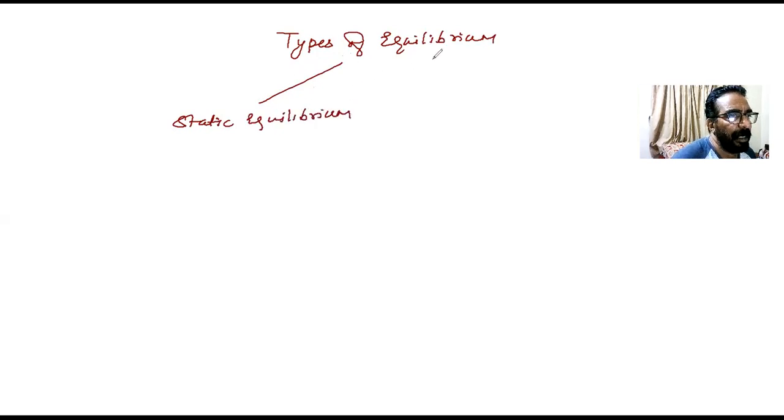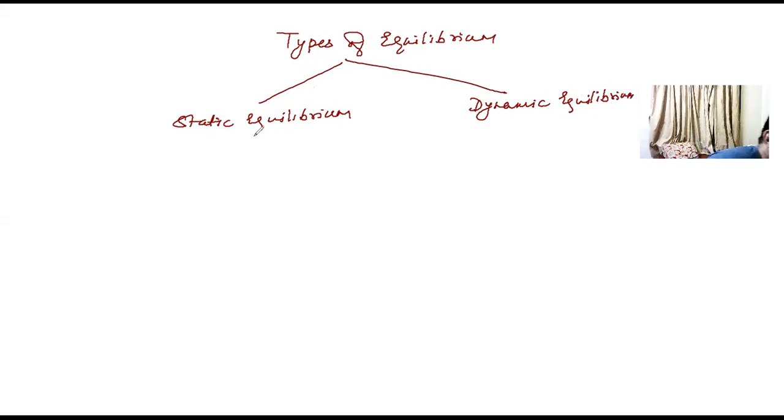And the other one is called dynamic equilibrium. So you should know, remember it. What do you mean by static equilibrium? When a number of forces are acting on a body and still the body tends to maintain its state of rest, we say the body is having static equilibrium.